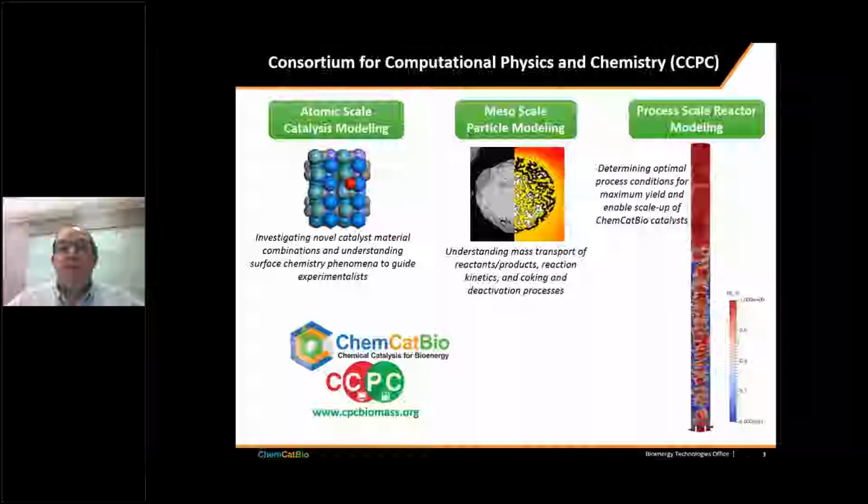Today we're going to give you some examples of the modeling work that is going on at these 3 different levels. We'll have Sona Kim talk about the atomic scale, Peter Suzelski talk about mesoscale, and then I'll follow up with process scale modeling.